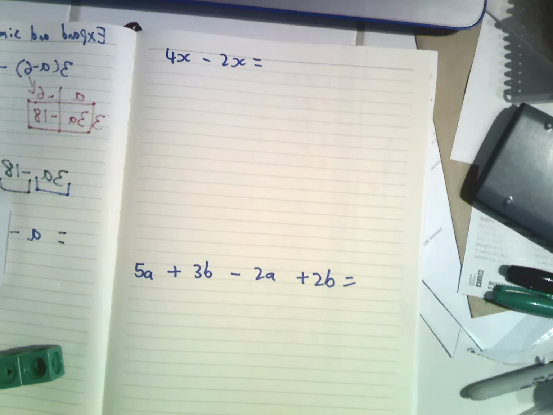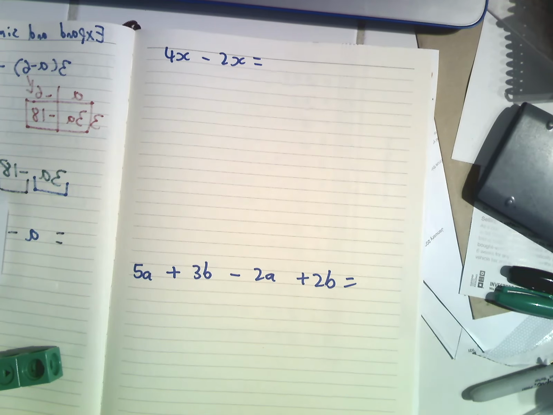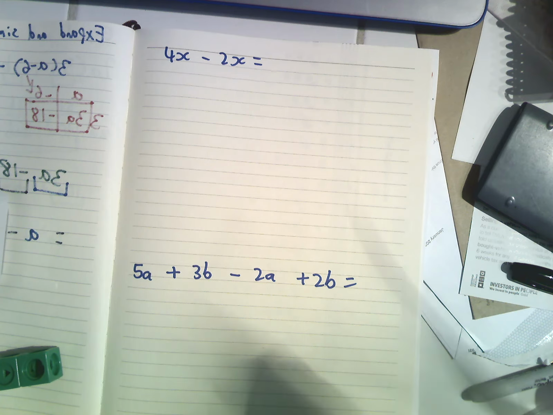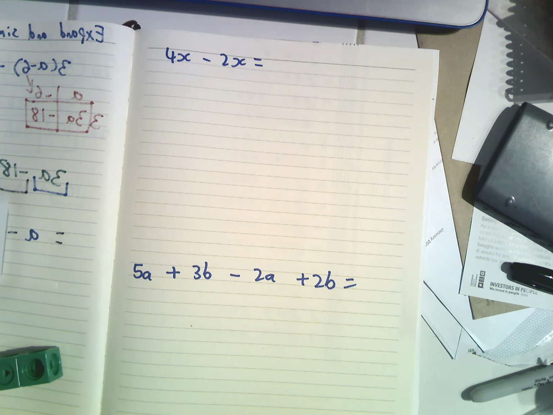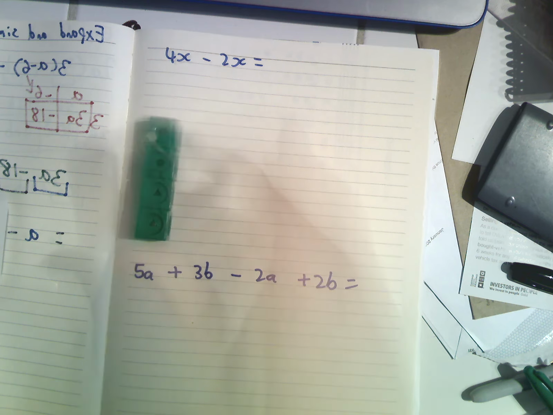Right, okay, so I've been asked about your subtraction. So I thought I'd go through these two examples that you see here. You've got 4x minus 2x is where we're going to start. So I want you to think about algebra like this.